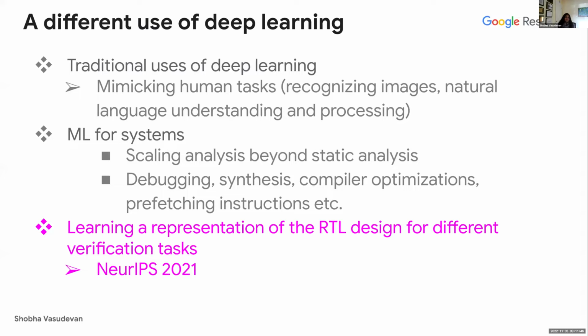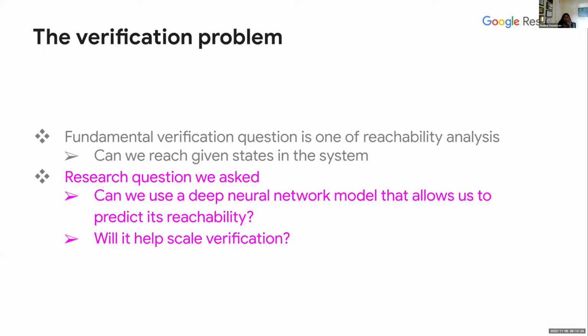As I mentioned, the details of the model and the training are presented in NeurIPS 2021. I'll try my best to cover as much as I can in the given time. The idea behind using deep learning for RTL designs is to create a learning of the design itself. What does the design do? What are its semantics, in particular with respect to verification tasks? That is why this question is important: if we answer it for a single task, reachability analysis, we should theoretically be able to answer it for all the verification tasks.